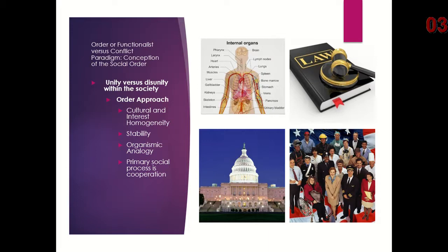The functionalist or order approach is based on cultural homogeneity. So things want to be balanced. It's all about stability. If you think about it as a living organism, it needs to have homeostasis. Everything needs to be working together in order for the entire thing to function. So the primary social process is cooperation.